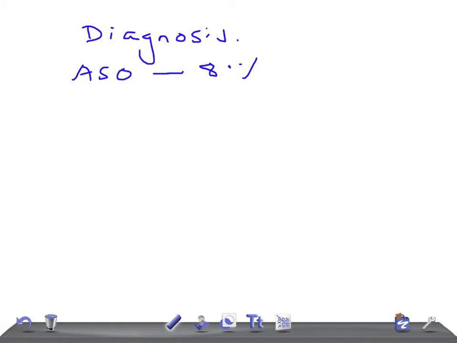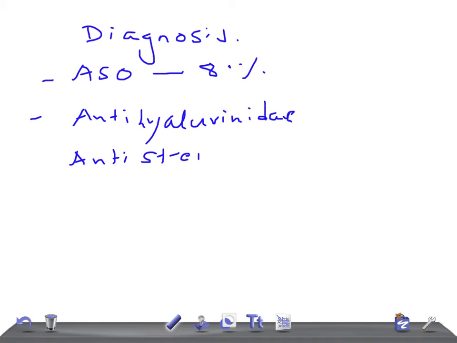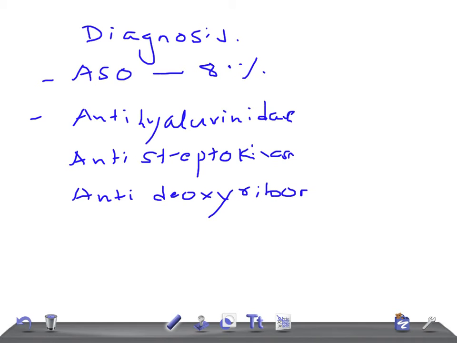So other antibody tests exist, like anti-hyaluronidase, anti-streptokinase, then we have anti-deoxyribonuclease B, wherein at least one will be positive in 95% of patients with acute rheumatic fever.